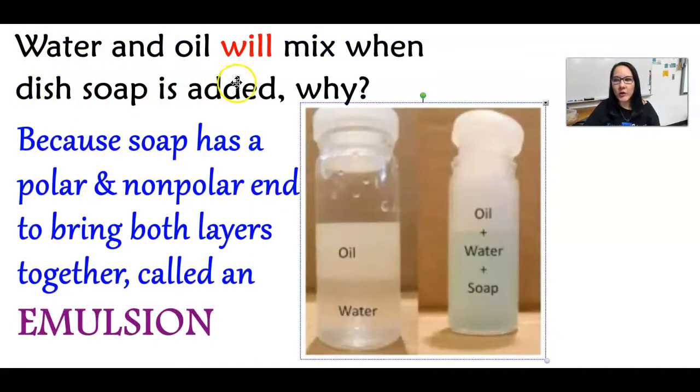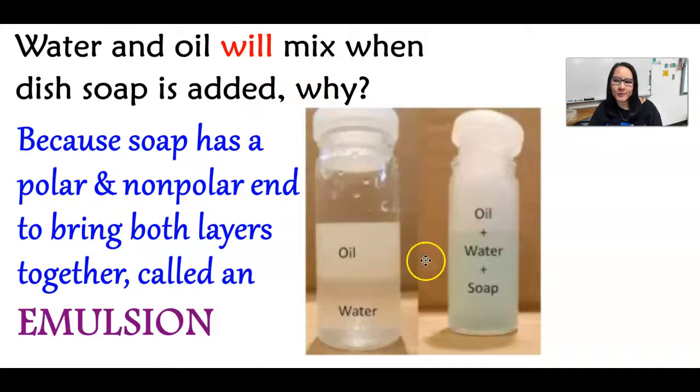So water and oil will mix when dish soap is added. Why is that? Here you have water and oil in two separate layers, but then they've added soap and then they mixed everything, and now you can see everything's in one layer together. It's because soap has a polar end and a nonpolar end, which brings both layers together, and we call this an emulsion. When they normally are immiscible, but then a surfactant like soap is introduced and now the layers have merged, that becomes an emulsion.